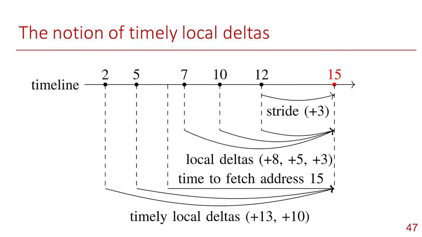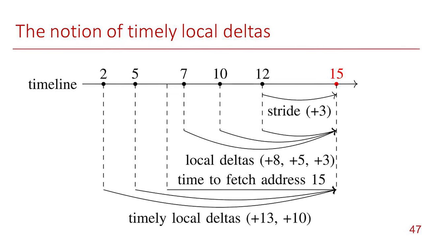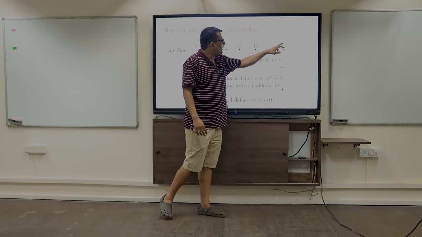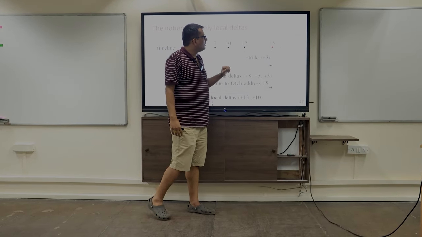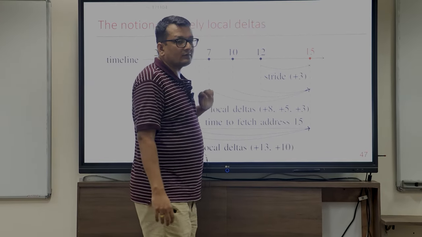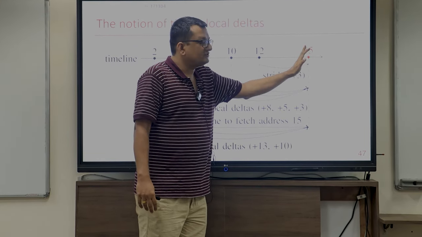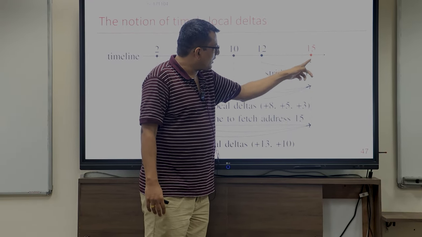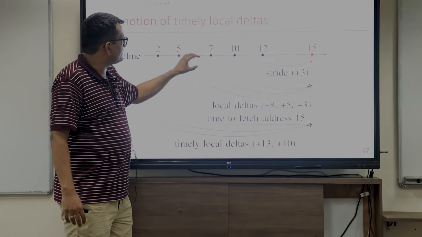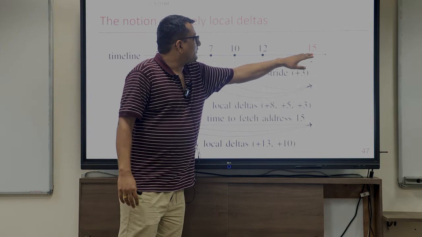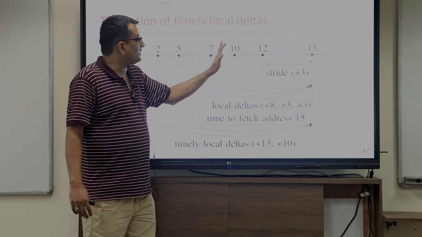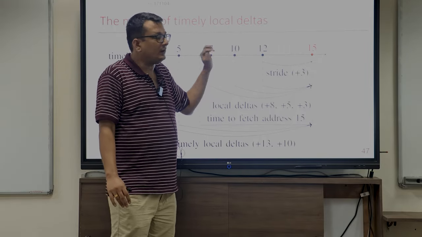So now what to do? What we need to introduce is a notion of time. When we prefetch, we should ask, these are the requests that I'm getting, and if I want to convert this future request into a hit, when exactly should I start prefetching? Should I start here, here, here, here, or here? If I start here, then the delta is 3. But if I check how much time it takes to prefetch, it will say that the time to fetch this address 15 is this much. Which means, if I want to cover this miss into a hit, I should prefetch something before 7. If I prefetch after 7, this won't help me, even if you are accurate.